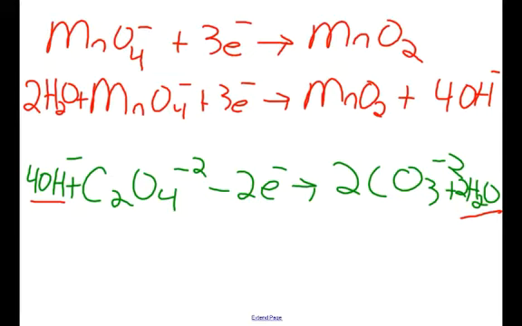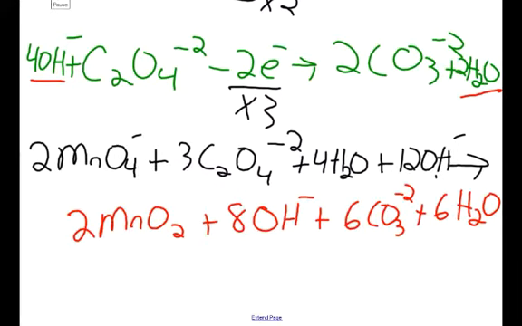The next step is to make electrons lost equal to electrons gained. So what number do 3 and 2 have in common? I'll have to multiply this top equation by 2, the bottom equation by 3. And when we do that, we ought to be able to put them together. So you guys multiply those equations through, add them together, see what you get.